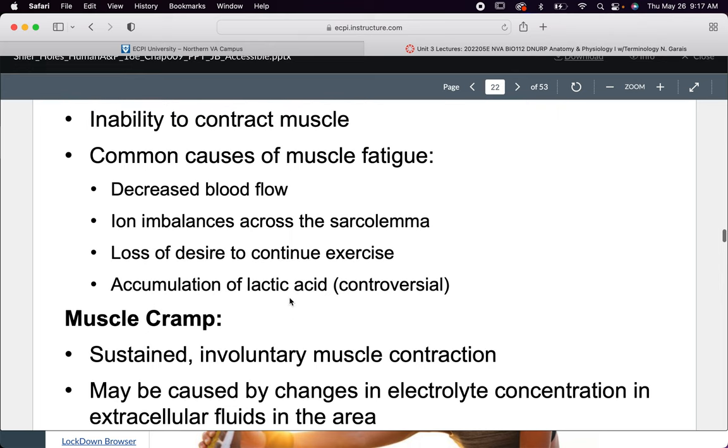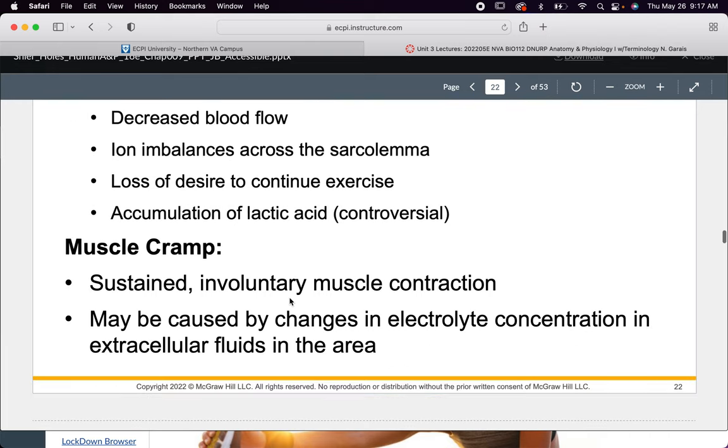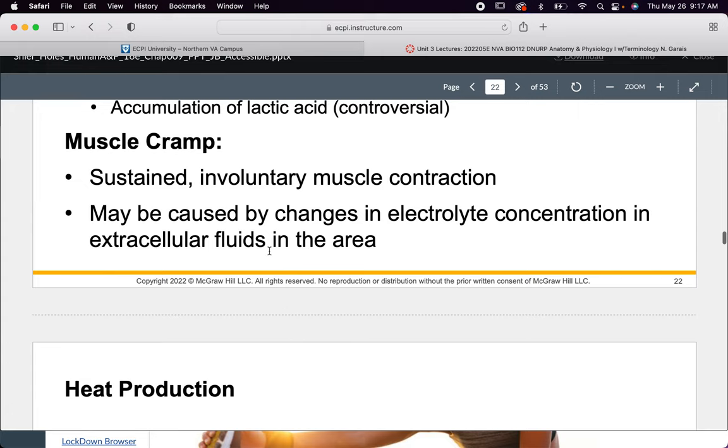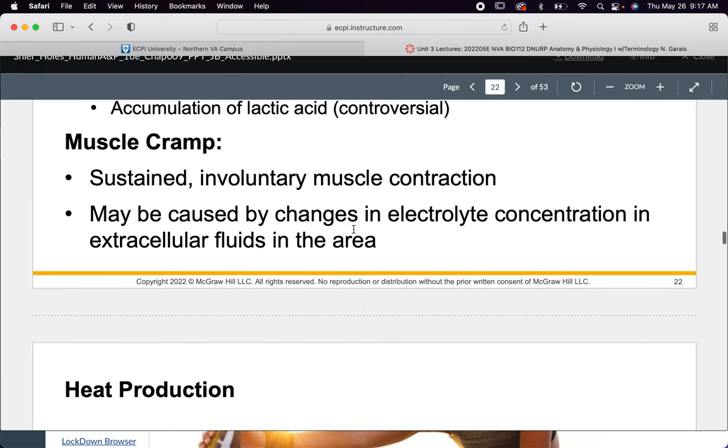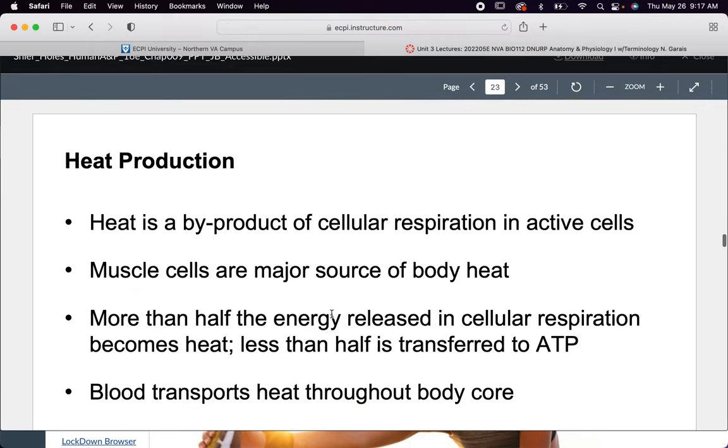lactic acid accumulates if you're working out too hard and your body isn't taking in oxygen, because we already know that acid, specifically lactic acid, is a byproduct of oxidative phosphorylation in the electron transport chain. Muscle cramps, again, we mentioned it, electrolyte concentrations, and remember my Gatorade story, so always hydrate. I'm hydrating right now. Got my little water next to me at all times.